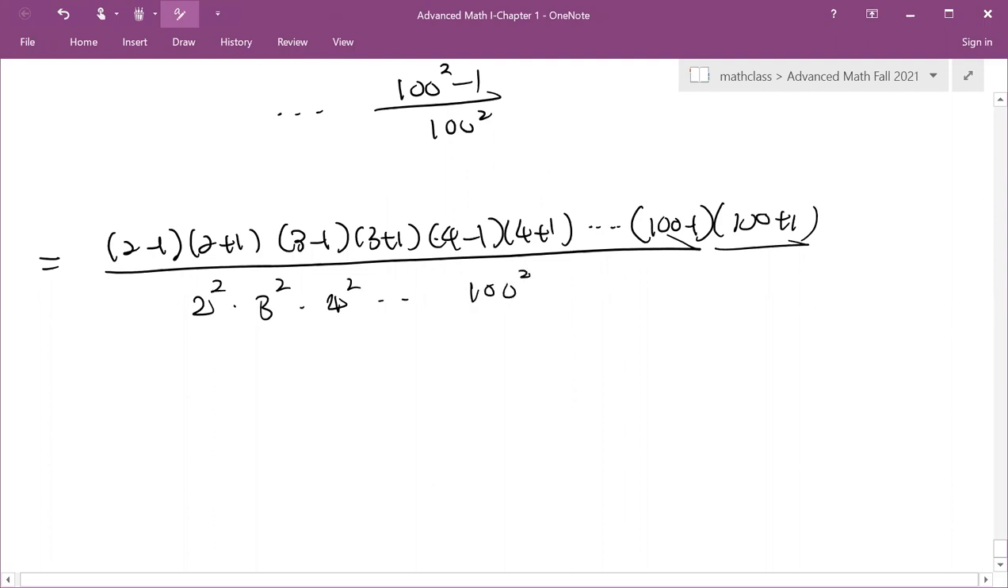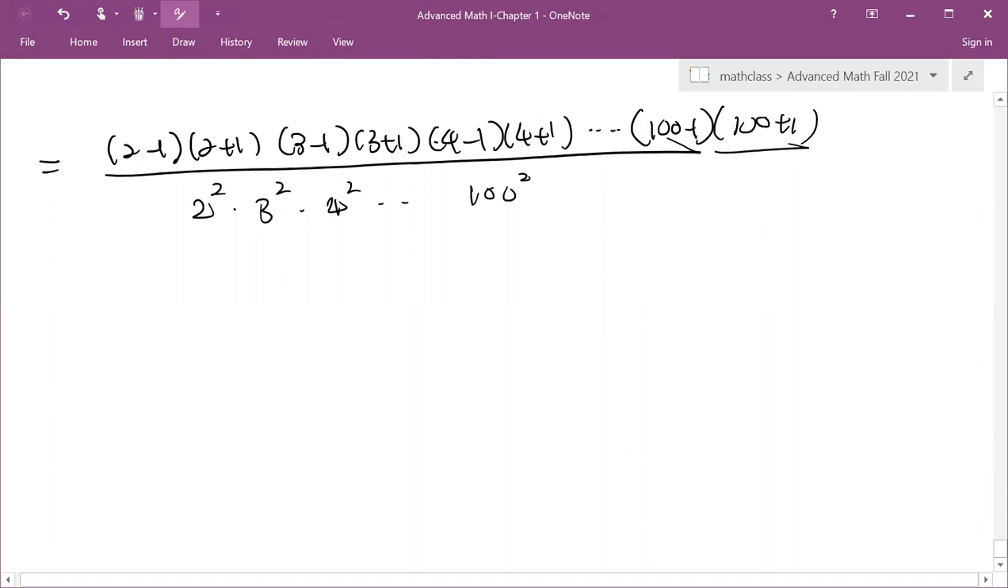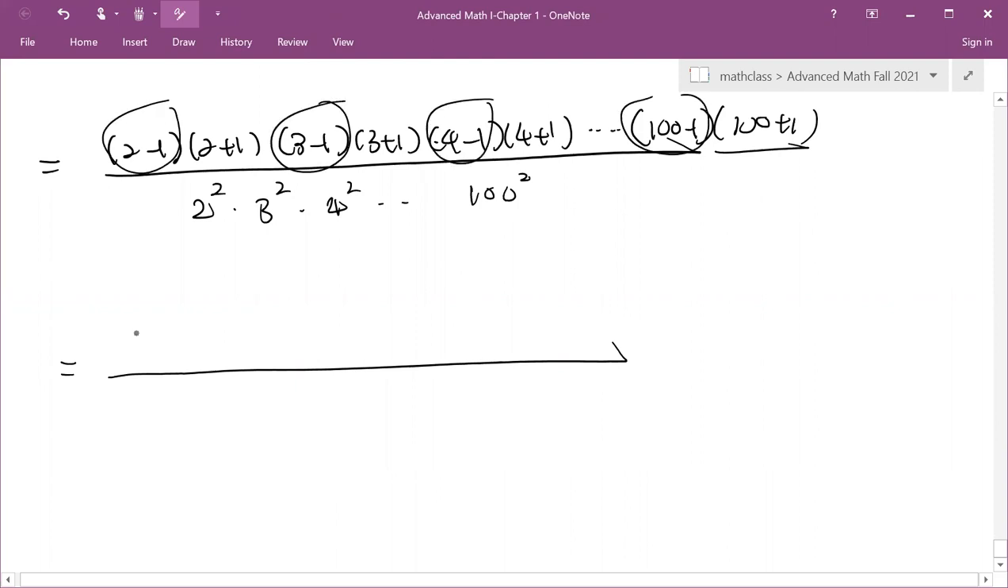Now, am I able to cancel some terms? The answer is yes. I only look at those minus terms. It's increasing. So it's going to be 1 times 2 times 3, all the way to 99. And here, 2 plus 1, 3 plus 1, 4 plus 1. So it begins with a 3, 4, all the way to 101.